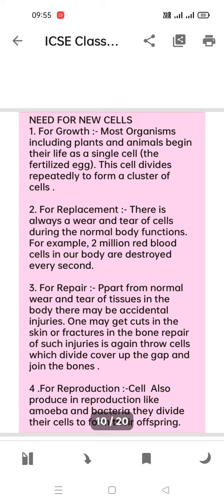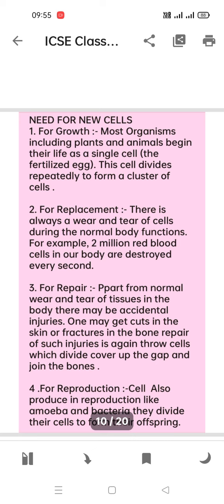So why do we need new cells? The first one is for growth only. For growth we need new cells. Why do we say that we are growing? Because our cells are increasing, isn't it? That's why we are growing.